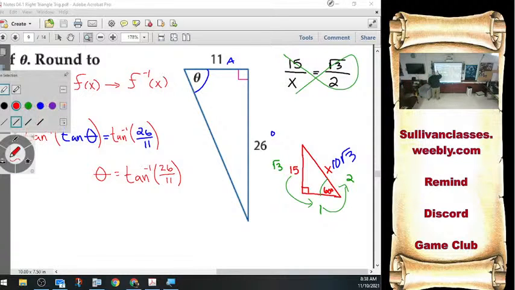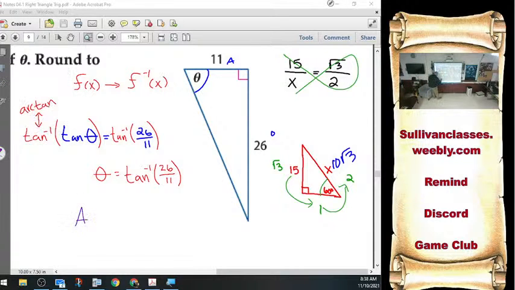The way that I always remembered it was arc functions find angles. Arc functions find angles.